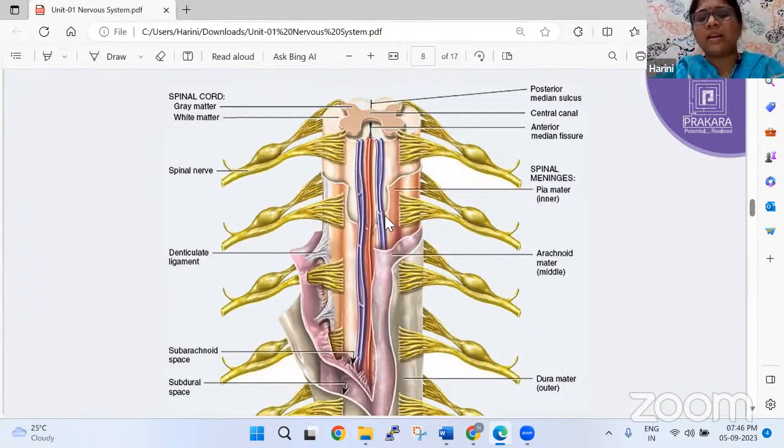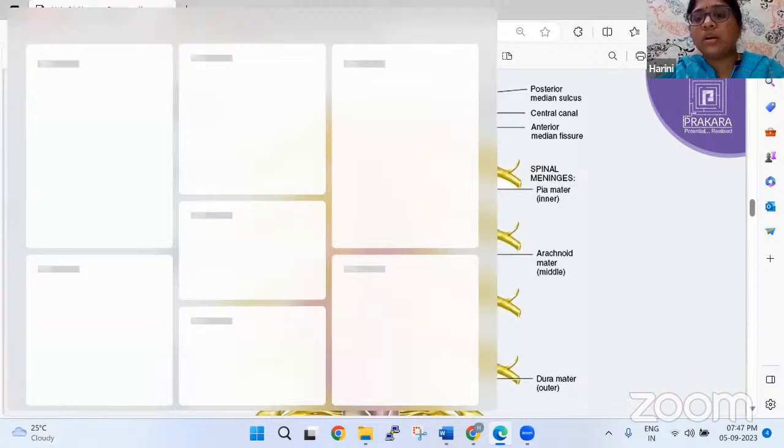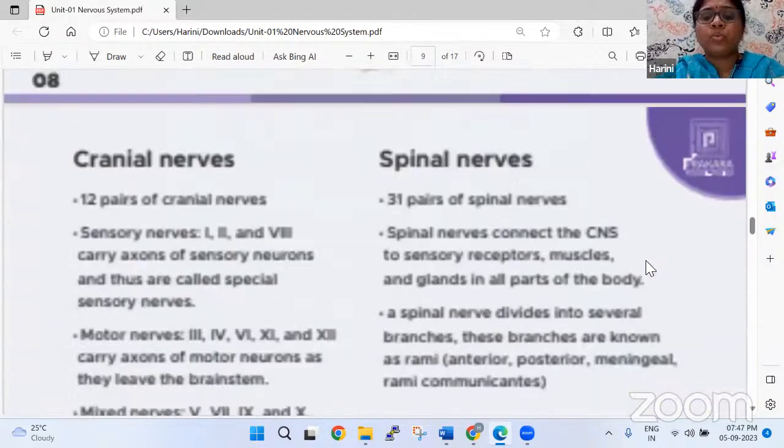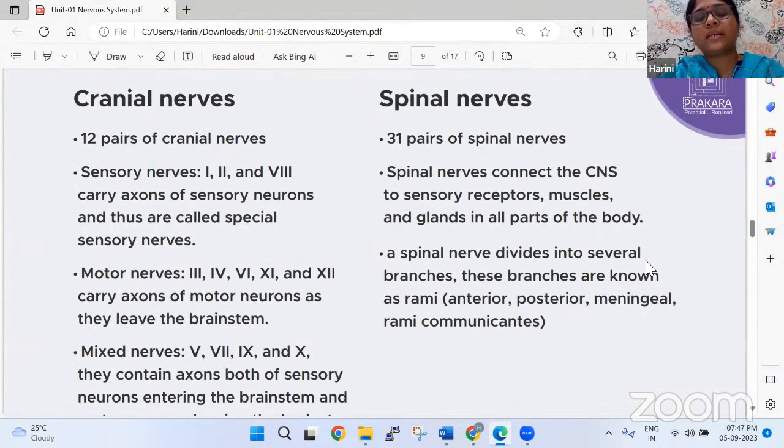So when we go over, we have many things. Here, the nerves or neurons which we discussed in the brain are known as cranial nerves, and the nerves which carry the information are the spinal nerves. Let's differentiate between these cranial nerves and the spinal nerves.